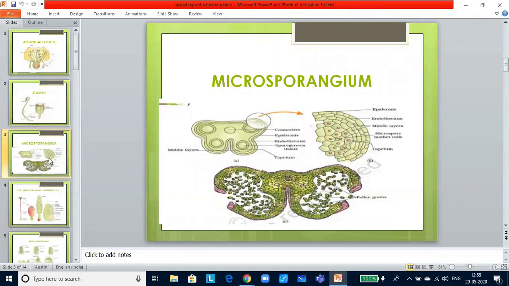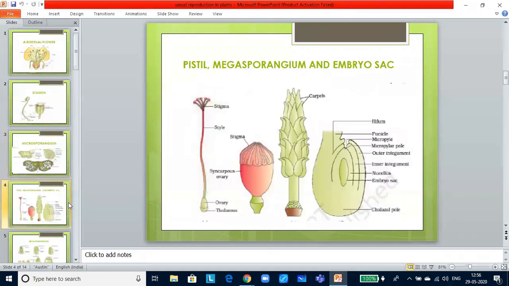Now let us look at the pistil, megasporangium, and the embryo sac. The gynoecium represents the female reproductive part of the flower. Gynoecium may contain a single carpel, being monocarpellary, or may be multicarpellary with many carpels. The pistils are fused in the syncarpous condition while they remain free in the apocarpous condition. Each pistil has three parts, namely stigma, style, and ovary. So you can see the stigma here, the style, and the ovary.